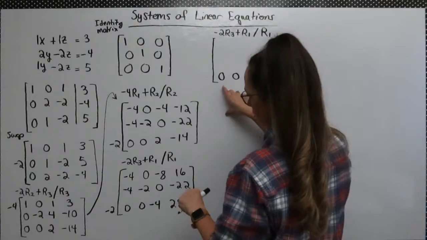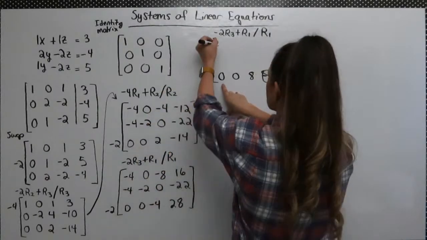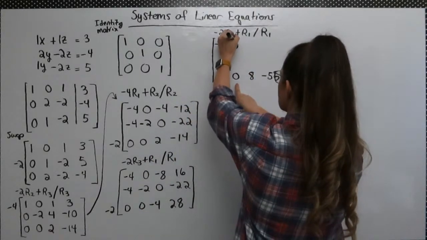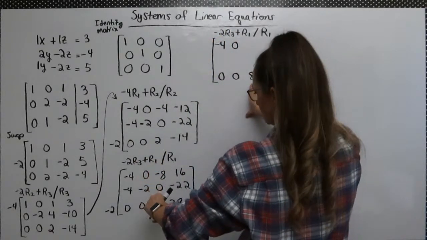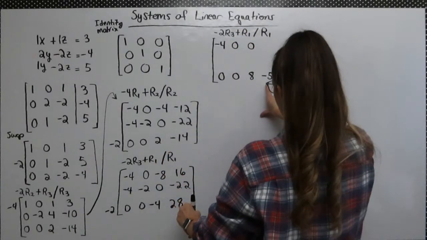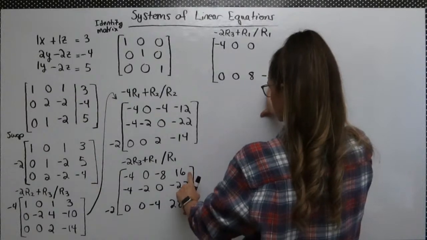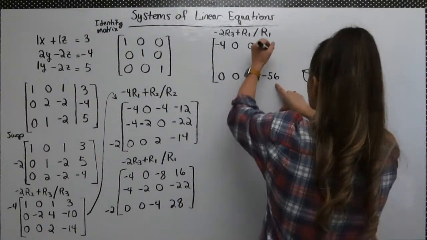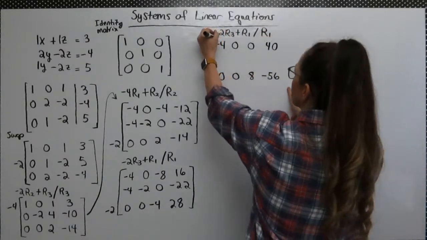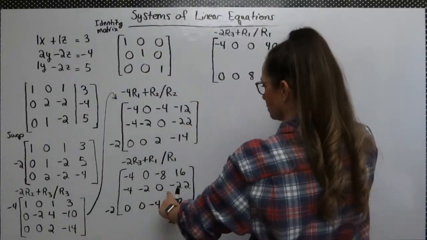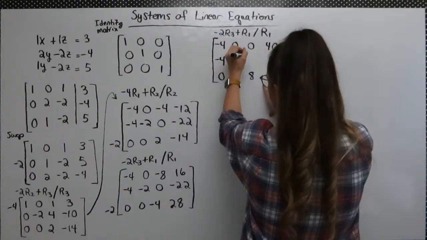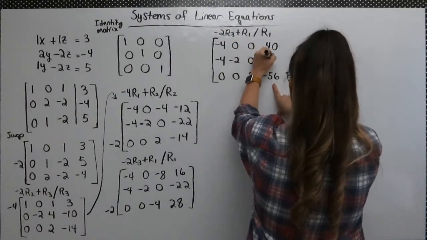So we've got 0 minus 4 is -4. 0 plus 0 is 0. And then 8 minus 8 is 0. And we've got a -56 plus 16 is -40. Oh, okay, right. And then we'll just rewrite it into row 2, -4, -2, 0, -22.